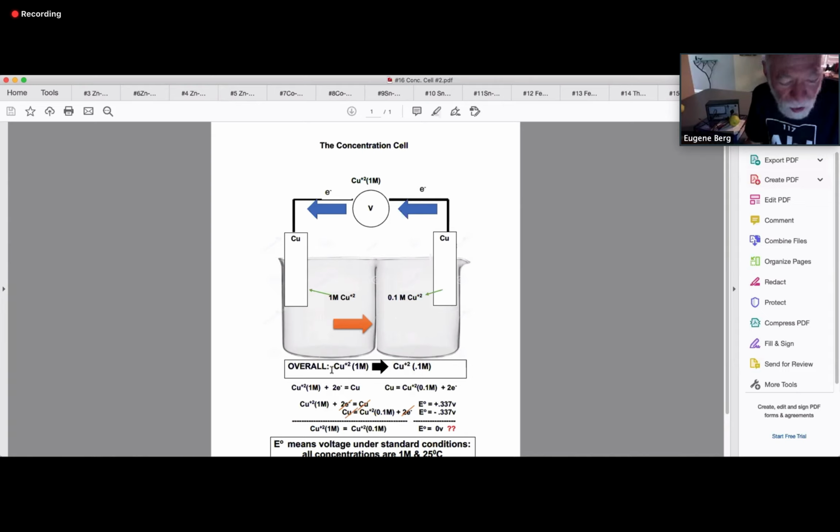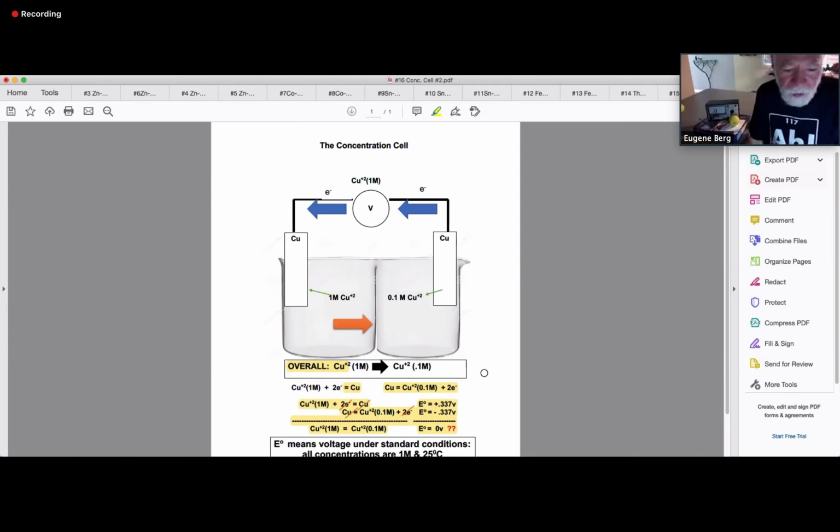Now notice I've written the overall reaction below in black. So the 1 molar copper would be the reactant. The 10th molar copper would be the product. Okay, so we're trying to get rid of some of the 1 molar, there's too much, and try to make some of the 10th molar, which is too little. Now do yourself a favor. Underneath the overall reaction, draw an arrow downward under the 10th molar copper, and draw an arrow upward on the 0.1 molar copper. Because the overall reaction says that the stuff on the left is going to be used up, and the stuff on the right is going to be produced.